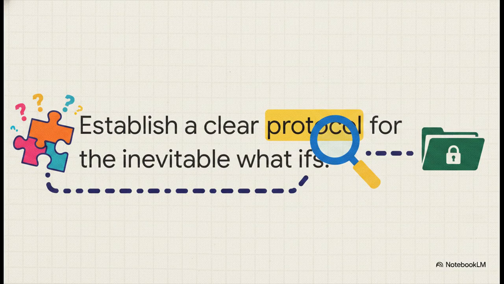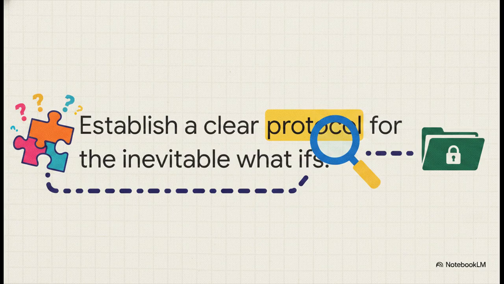But reality is messy, right? So another absolutely crucial point is handling exceptions. You have to establish a clear protocol for the inevitable what-ifs. We just have to normalize the fact that AI use is going to generate edge cases. For instance, a staff member is definitely going to find some highly specialized tool that doesn't fit neatly into your acceptable use guidelines, but hey, it could save them 20 hours a week.